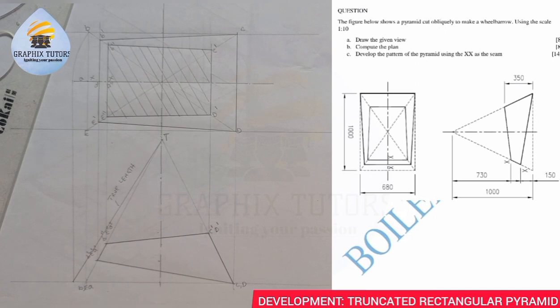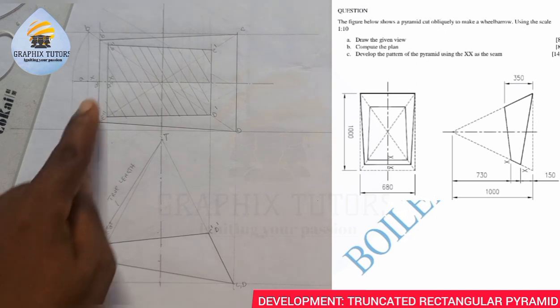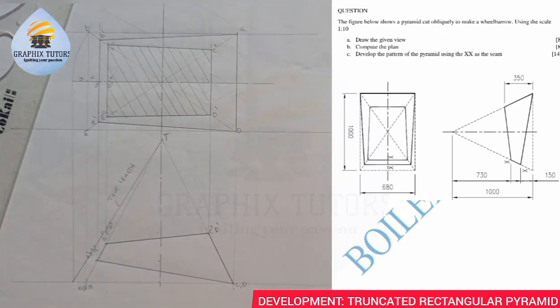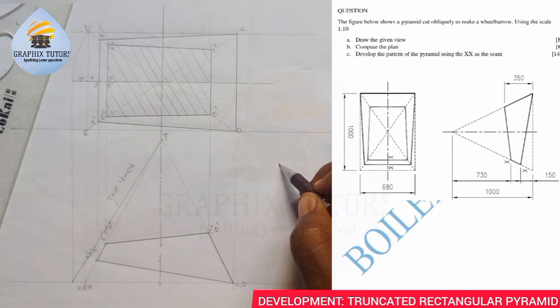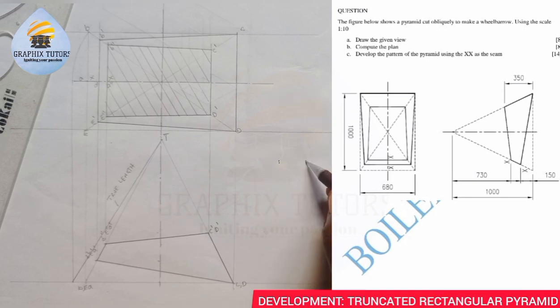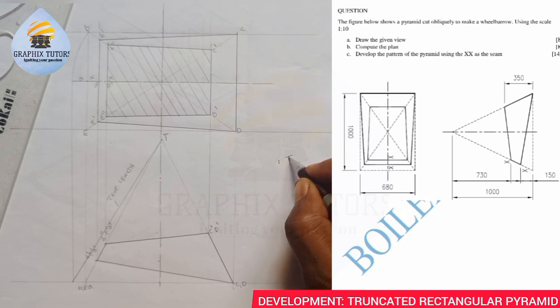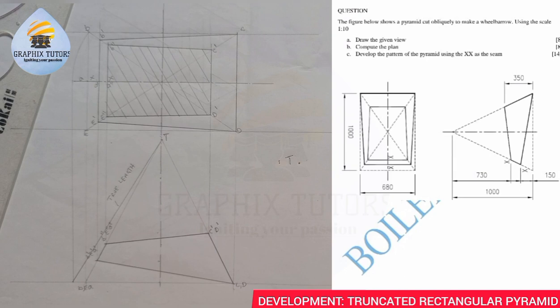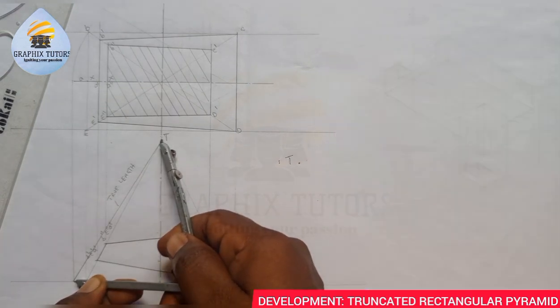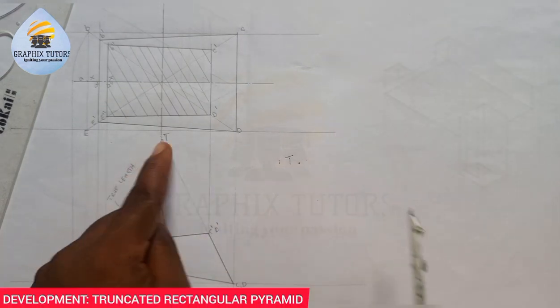So the next thing is to draw the pattern of XX here. What I'm going to do is I'll just pick a point. Let's say I am picking this point. Can you see that? I can move it further a little bit. Pick this point. I'll call it my point T. Right? So from point T, I'll take the true length from this point straight down to this point T. So this T here is this T here.